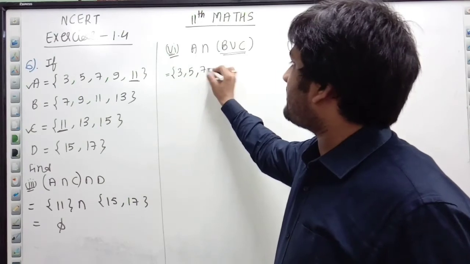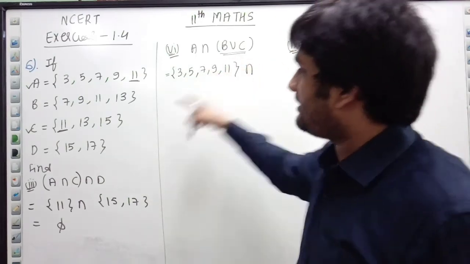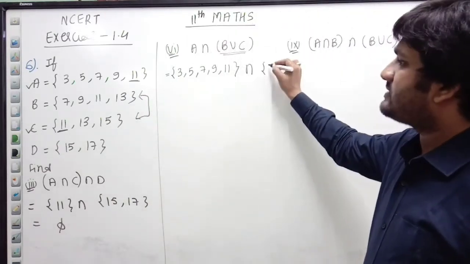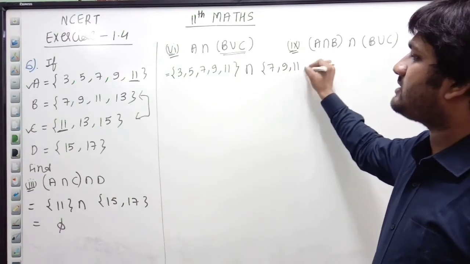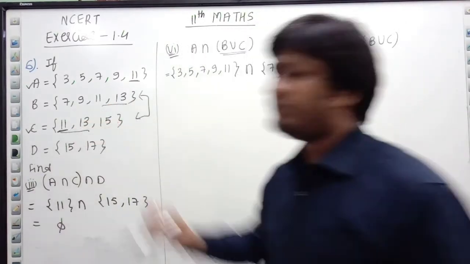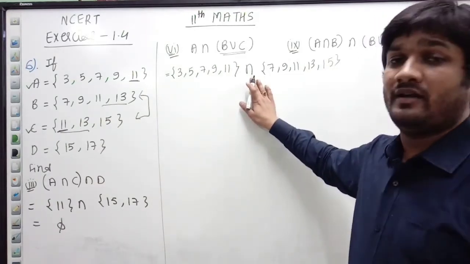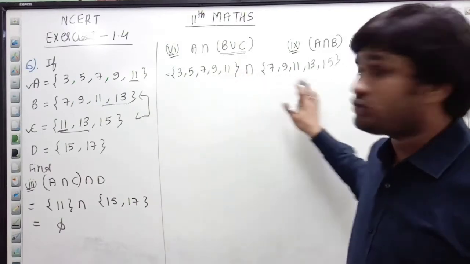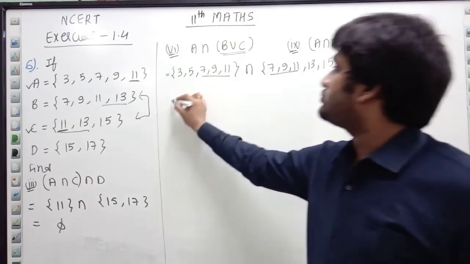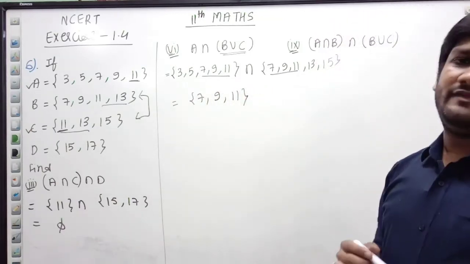A is 3, 5, 7, 9, 11, intersection B union C. B union C will be what, beta? B union C will be 7, 9, 11, 13, 15. Obviously 11, 13 are common, so we'll write it once. Now what does the intersection sign say? Common. Is there anything common in these two? So you can say, sir, 7, 9, 11 are common. So the answer is 7, 9, 11.